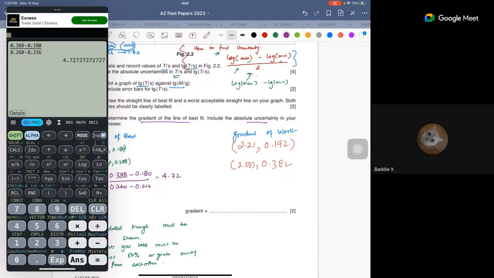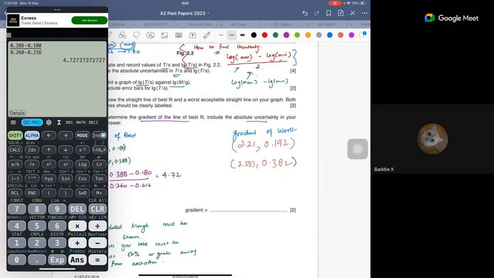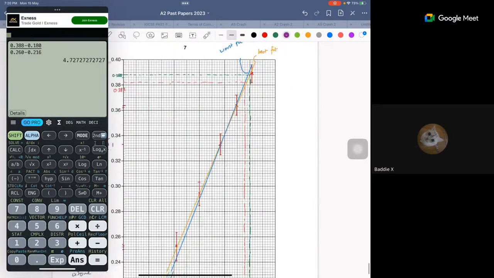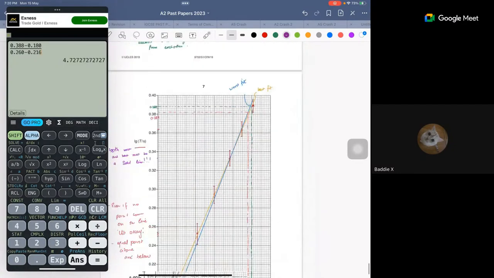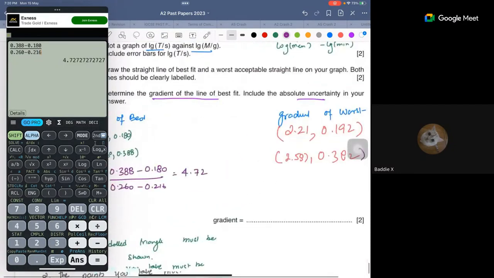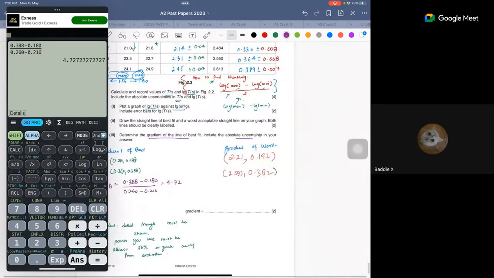I don't have a pink color in my color scheme. I can pick one, but it is too light. Okay, then it goes to the next one. Also check if there are units. We don't have any 10 raised to power something, so that's easy. If there was something 10 raised to power, we would have to include that as well.